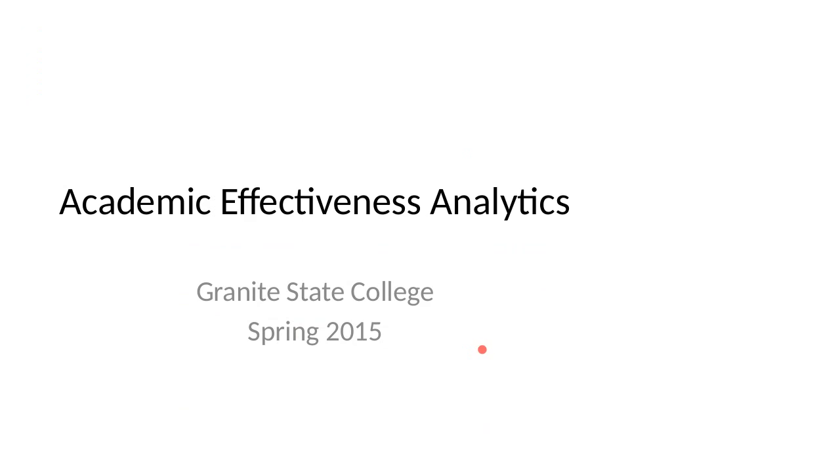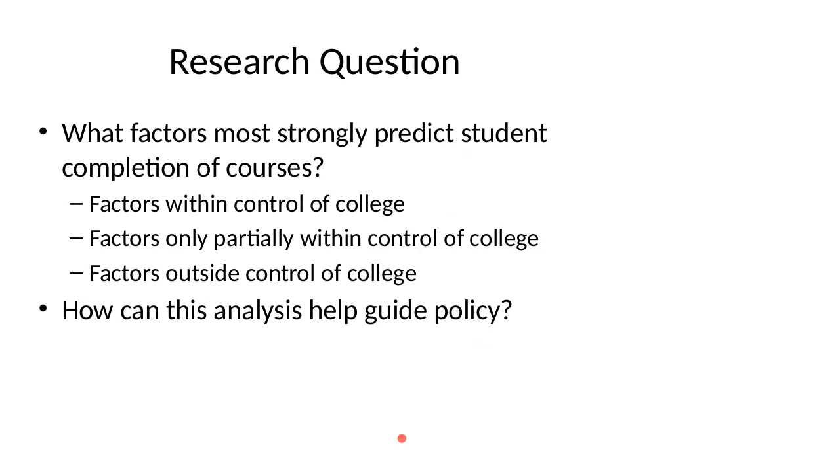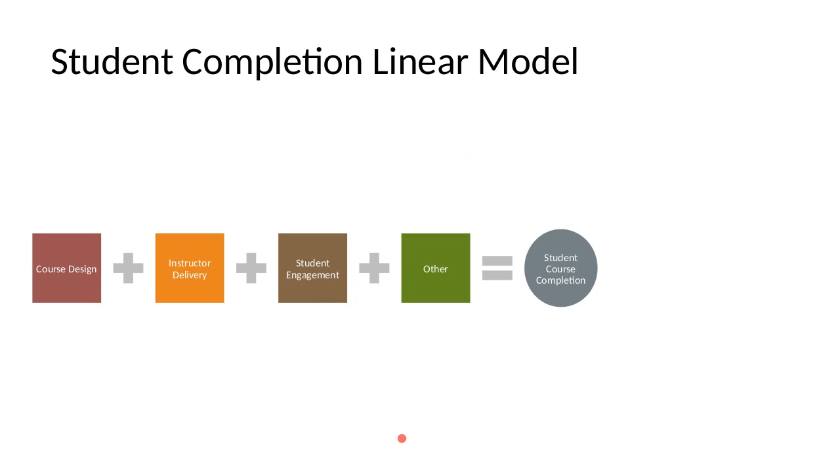Okay. All right. Hopefully you can see a slide. So my research question is, what factors will most strongly predict student completion of courses where they actually get college credit for a course? Some of those factors will be within our control, some not, and we'll want to be using those to guide policy. The simplest model is that there are some course design features, some instructor delivery features like instructor presence, that will contribute in some way to student engagement. There are some other factors, and student course completion.